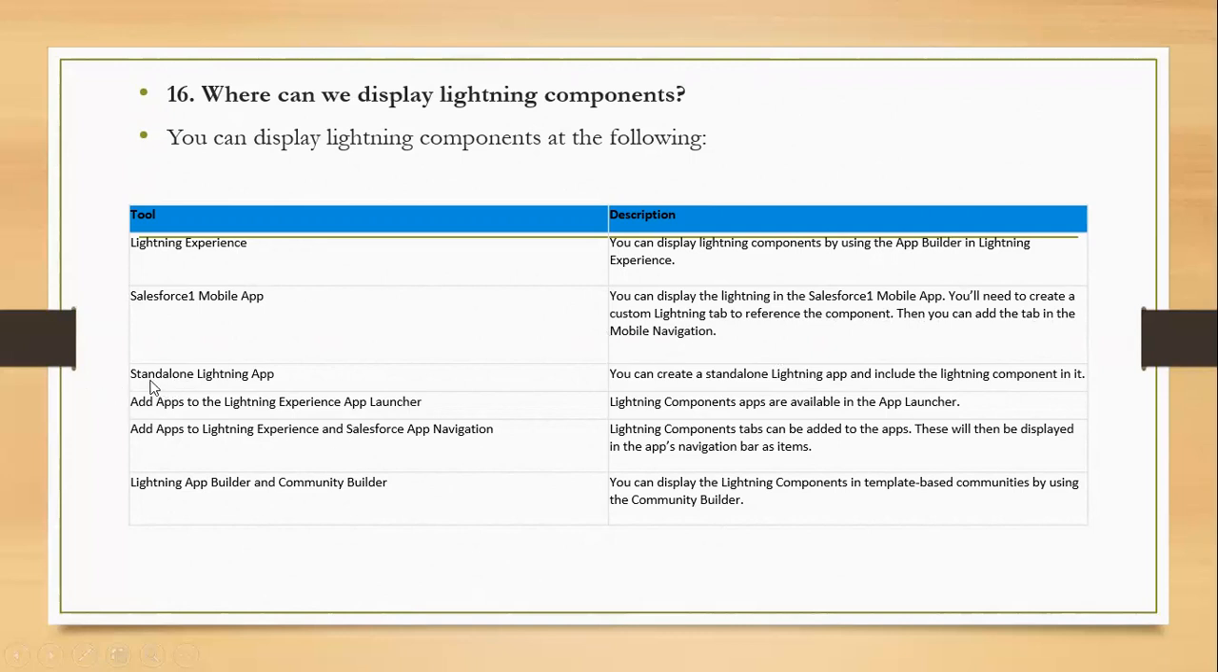Next, standalone Lightning app. You can create the standalone Lightning app and include the Lightning components in it. Add the app to the Lightning Experience app launcher. Lightning components apps are available in the app launcher. Add the app to the Lightning Experience and the Experience app navigation. Lightning components tab can be added to the app. This will then display that app in the navigation bar items.